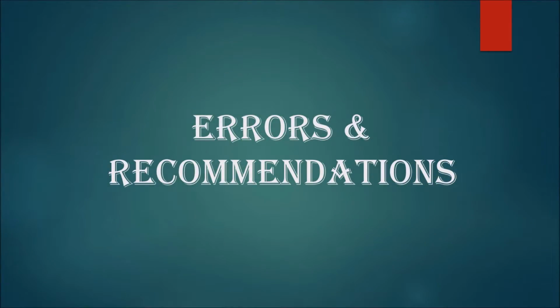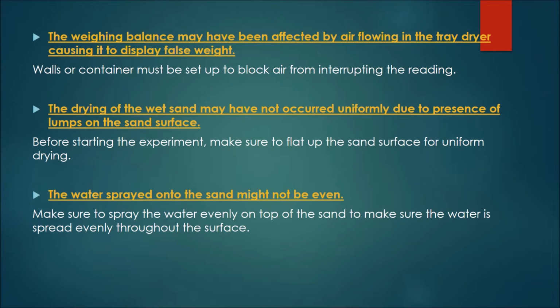As we conducted the experiment, a few errors might have occurred which may have disrupted the data obtained from the tray dryer. This is the reason why the experimental data does not tally with how it is supposed to be. The first error is that the weighing balance may have been affected by air flowing in the tray dryer, causing it to display a false weight. The action that we can take is that walls or a container must be set up to block air from moving the trays, which disrupts the reading.